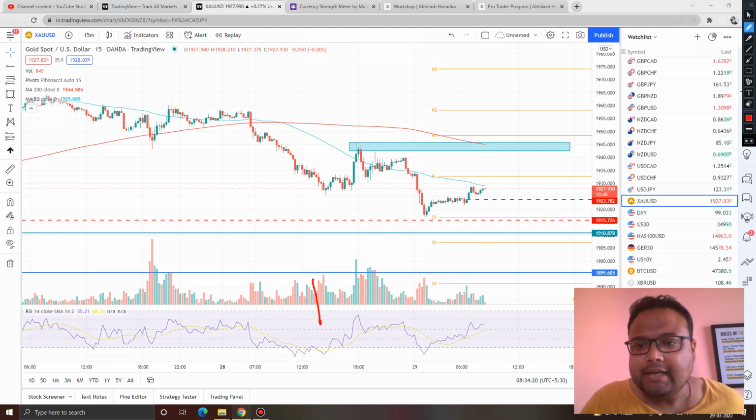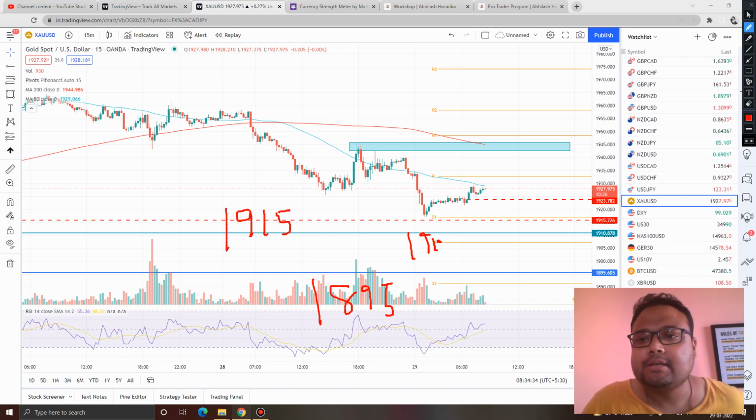So let's understand the important levels for the day. As I just said, 1895 is the strongest support on the chart of gold. Then we have got 1910. These two are the strongest support zones. Then we have the next support zone for gold at 1915.